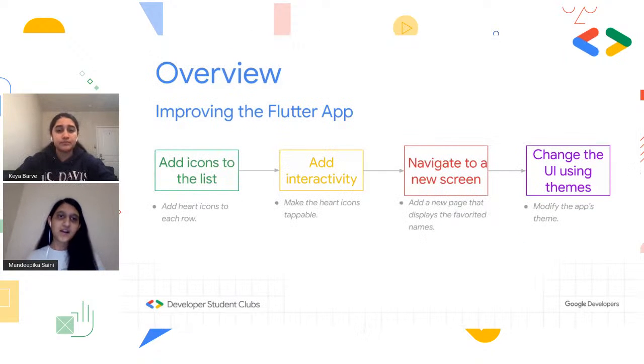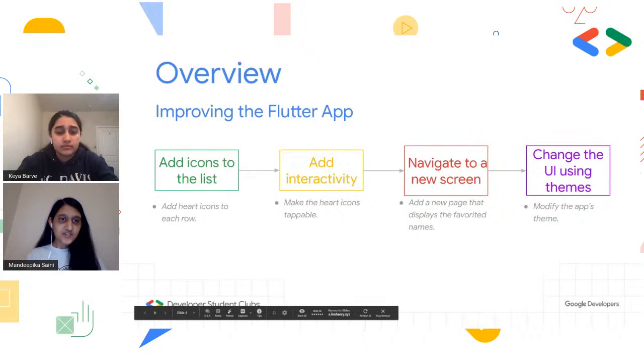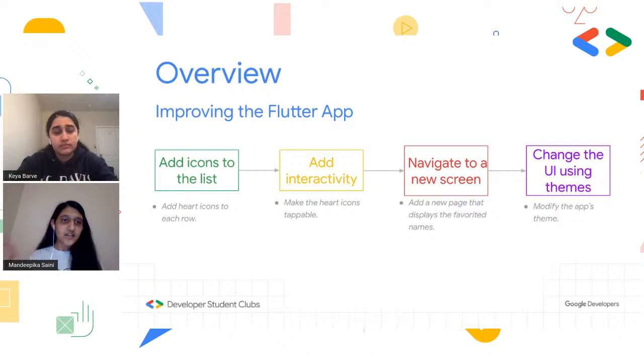Yes. Okay. For the overview, we'll be improving on the Flutter app that we had from before. So from part one, we had an infinite scrollable list of items, and to that list, firstly, we'll add icons. So we'll have heart icons next to each and every item in the list. Secondly, we'll add interactivity, so we'll make those heart icons tappable, so you'll be able to favorite and unfavorite them.